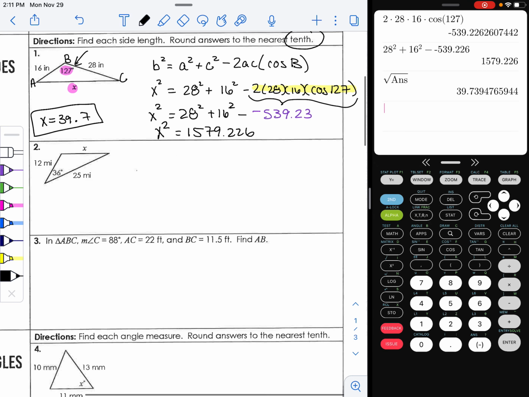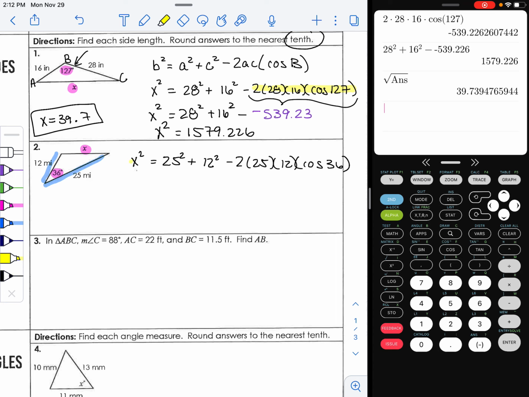Moving on to the next example, paying attention to what I've got. I've got this angle and this side. That's what I had hoped to be a matching set. If it was a matching set, it would be a law of sines, but it's not. And I have this side and this side, so this is definitely a side angle side situation. So I'm going to say x squared equals 25 squared plus 12 squared minus 2 times 25 times 12 times the cosine of 36. Whatever side I started with is the corresponding angle that I end with. That's why I set that up that way.